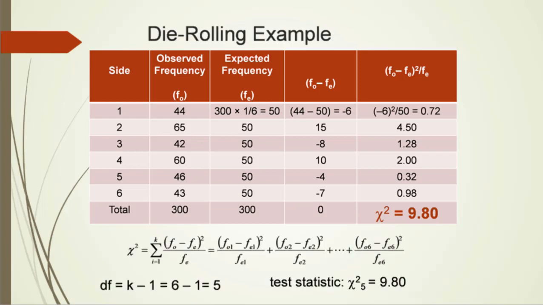In summary, the test statistic for a chi-square test is the sum of the squared differences between FO and FE divided by FE. I will discuss the characteristics of chi-square distributions on the next few slides. The chi-square distributions, like the t-distributions, also have this notion of degrees of freedom. The degrees of freedom for this test is the number of populations minus 1. That is 6 minus 1, 5. Therefore, the test statistic we obtain here is a chi-square statistic with 5 degrees of freedom, that is 9.8.